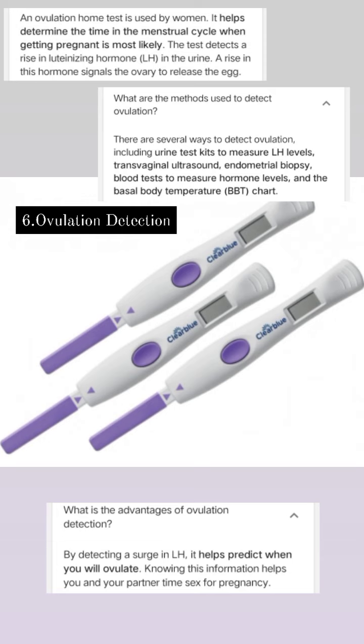What are the methods used to detect ovulation? There are several ways to detect ovulation, including urine test kits to measure LH level, transvaginal ultrasound, endometrial biopsy, blood test to measure hormone level, and the basal body temperature (BBT) chart. What are the advantages of ovulation detection? By detecting a surge in LH, it helps predict when you will ovulate. Knowing this information helps you and your partner time sex for pregnancy.